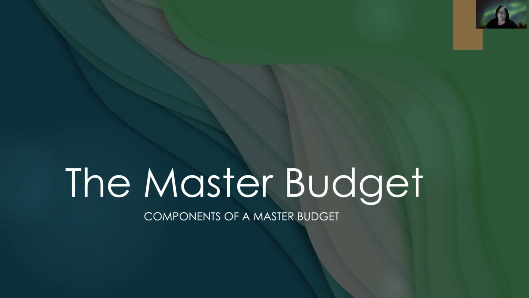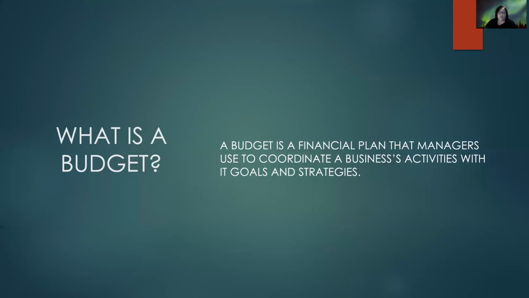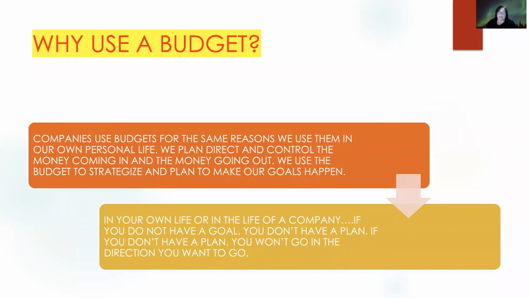Let's take a look at Master's Budget, Chapter 22, page 1199. Today we will go over what a budget is and the components of a master budget. Before we take a deep dive into the master budget, we need to cover what a budget is, why we use a budget, and the objectives of a budget. What is a budget? I like the simple definition found in Webster's dictionary. It says it is a plan for using money. In our book, a budget is described as a plan managers use to coordinate a business's activities with its goals and strategies. Now we know that a budget is a plan.